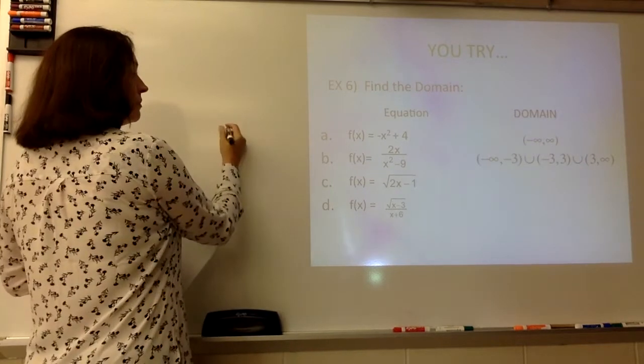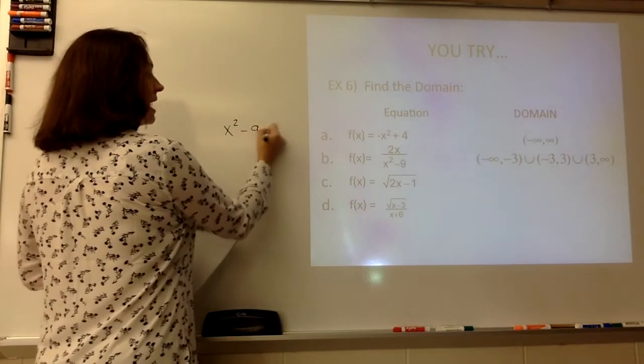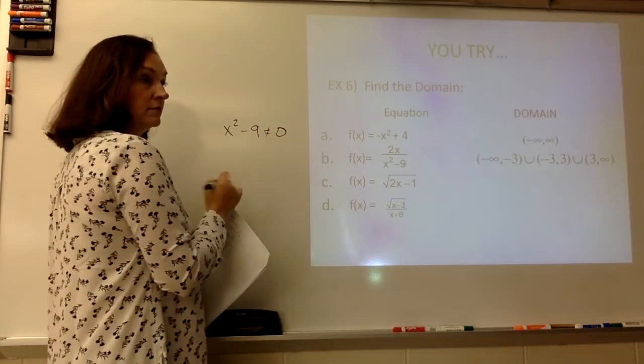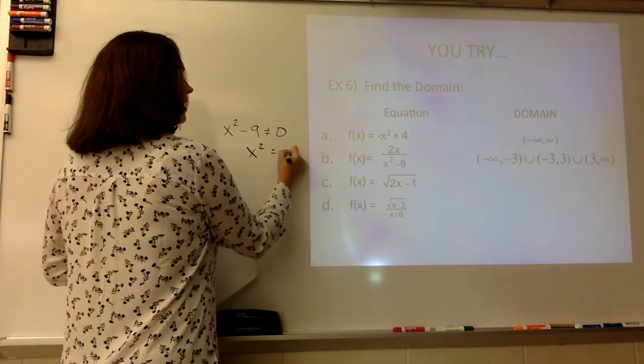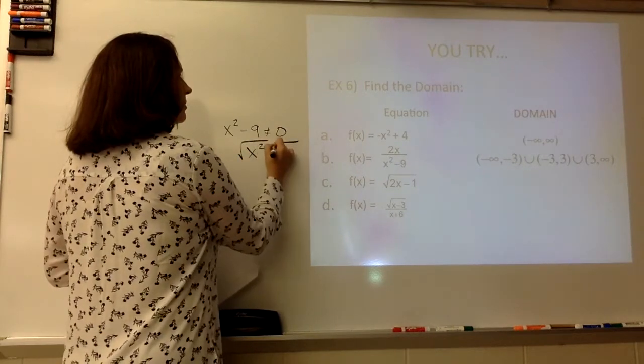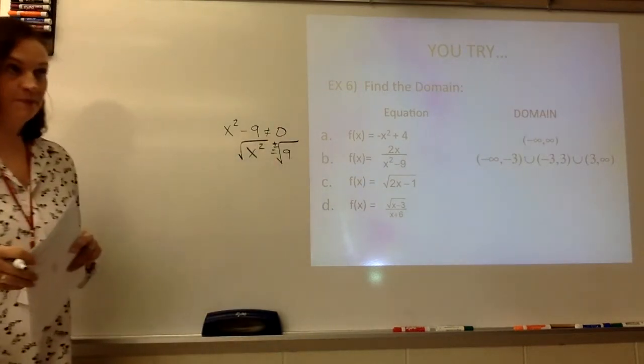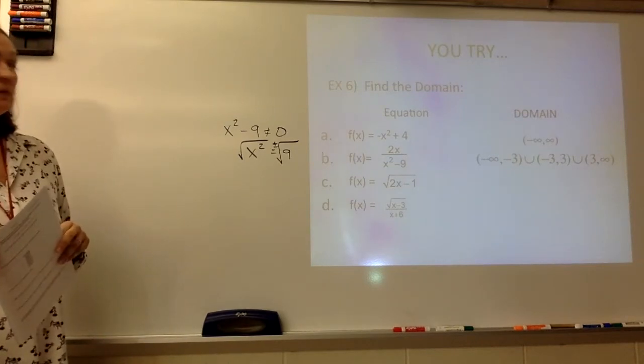Okay, if you do the square root method, if you say x squared minus 9 cannot equal 0, it's weird to write equations with cannot equal, I know that, but it's solved the same way. And then when you take the square root, remember, 2 solutions, plus or minus, if you use that method.